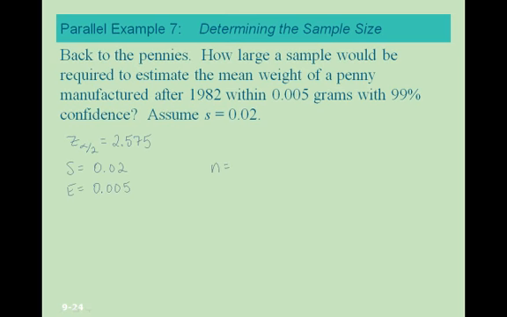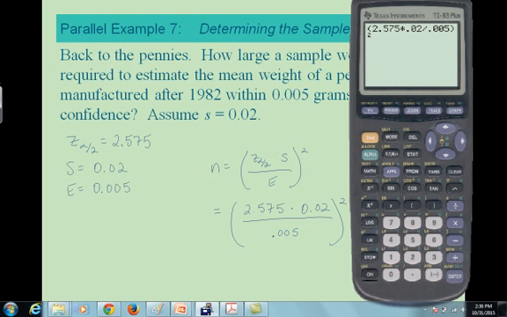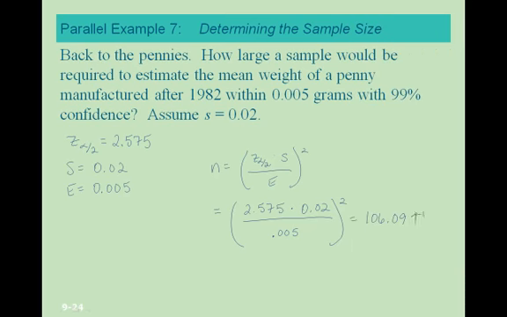So our formula for the sample size is going to be equal to our Z value times S divided by E, that whole thing squared. So I have 2.575 times 0.02 divided by 0.005, quantity squared. Here we can see how to type it into the calculator, and we hit enter. We get a value of 106.09. But remember that we must always round up. So we round up, and our minimum sample size then would be a value for n equal to 107.